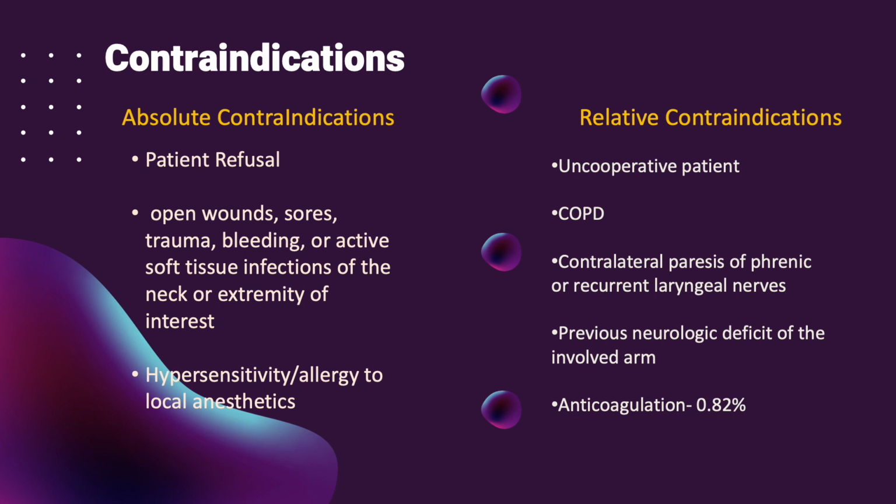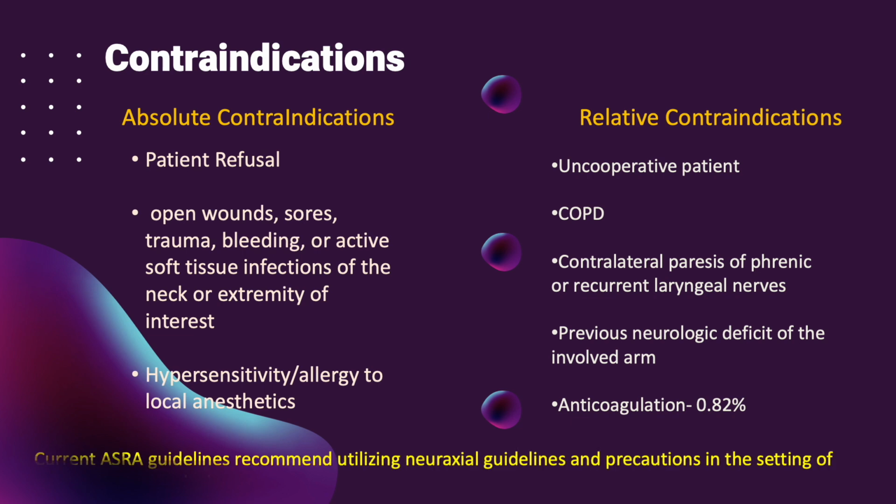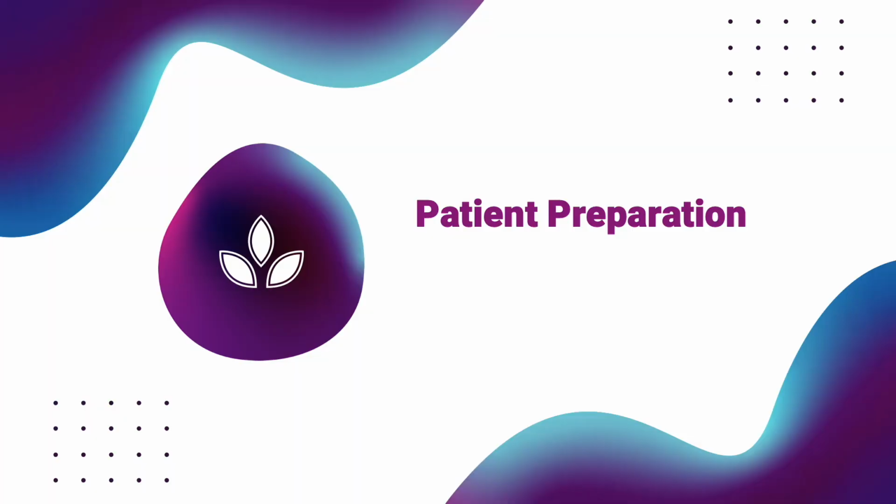The relative contraindications include uncooperative patients, patients who have a history of COPD, patients who have a history of contralateral paresis of the phrenic or recurrent laryngeal nerves, and previous neurological deficits of the involved arm. The overall incidence of bleeding complications following peripheral nerve blocks in the anticoagulated patient is estimated to be 0.82%. So, current American Society of Regional Anesthesia guidelines recommend utilizing neuraxial guidelines and precautions in the setting of peripheral nerve blocks.